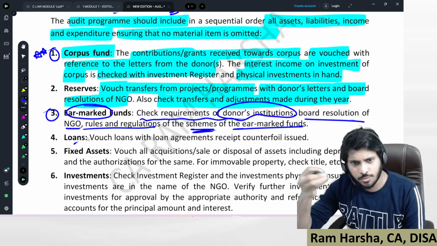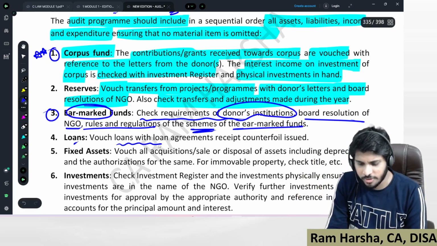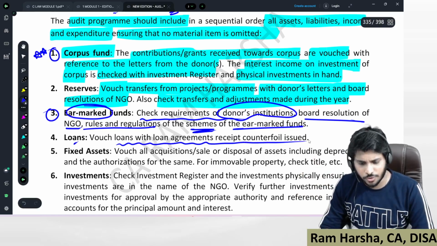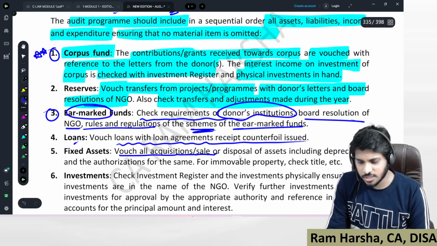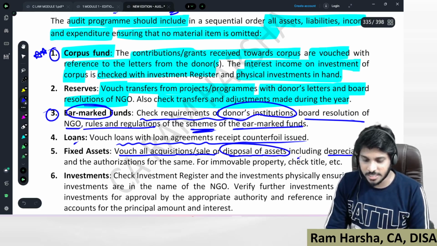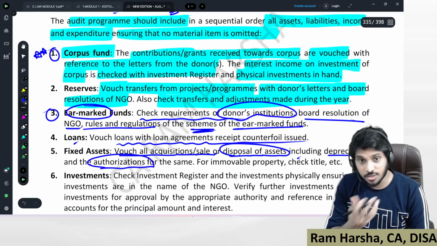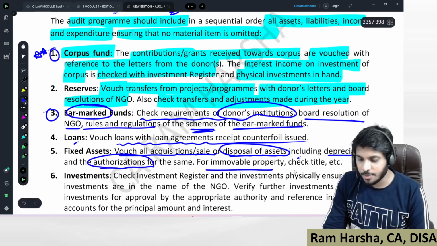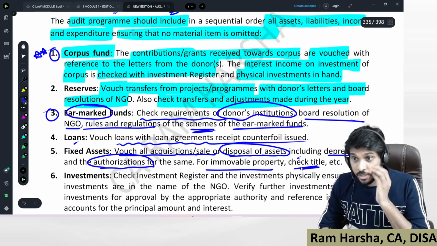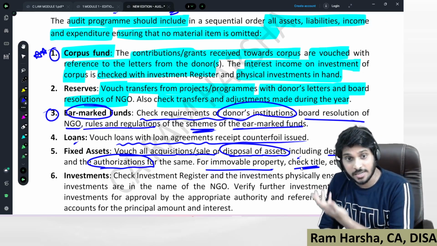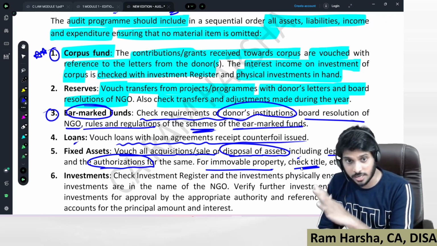And loans, a general point. An NGO will also take some loans. So verify the loans with loan agreements and counterfoils issued, and verify fixed assets. Look at the assets held for sale, look at the depreciation charged, and look at the authorizations for sale. For example, for immovable property, you need to check title deeds. See whether the trust is conducting physical verification regularly. All that we need to check.